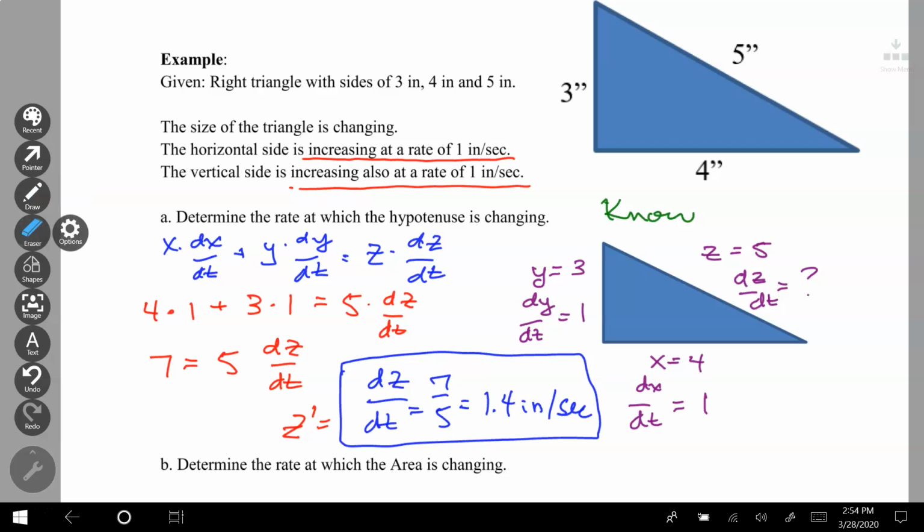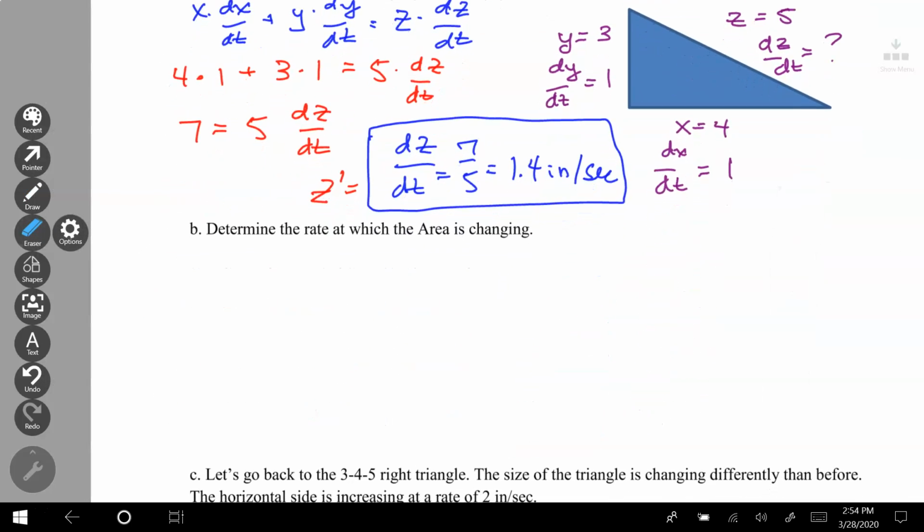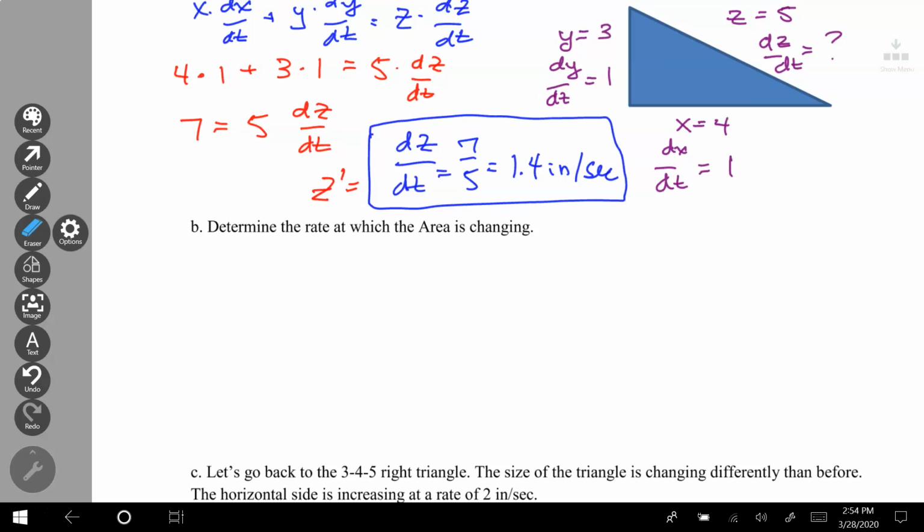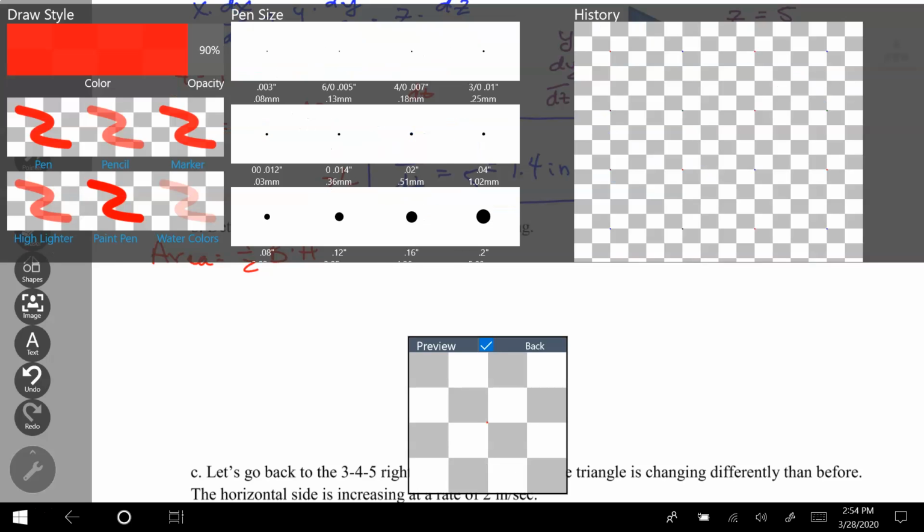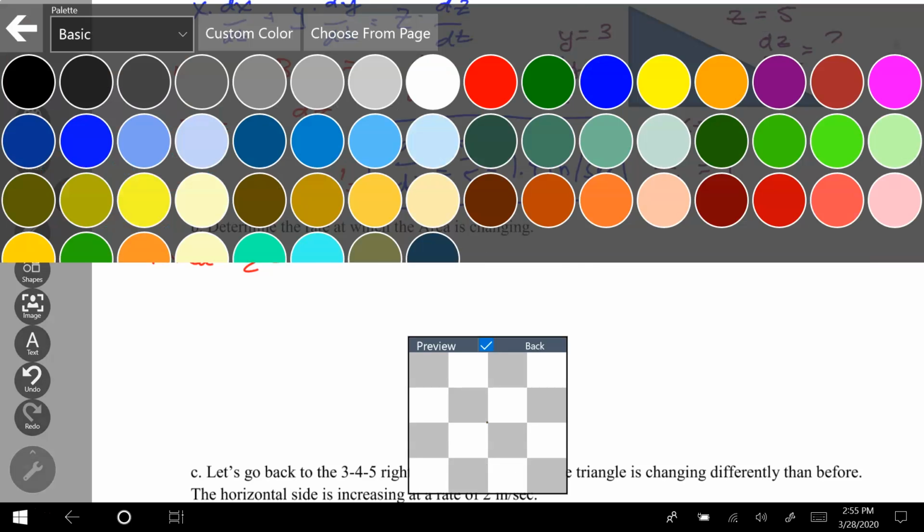Okay, let's scroll this up. I'm going to keep this here. Okay, so how about area? Well, what is the area of this triangle? The area of a triangle equals 1/2 base times height. I have to take its derivative. I think it's going to be a product rule. So I'm going to do my product rule over here to the side.